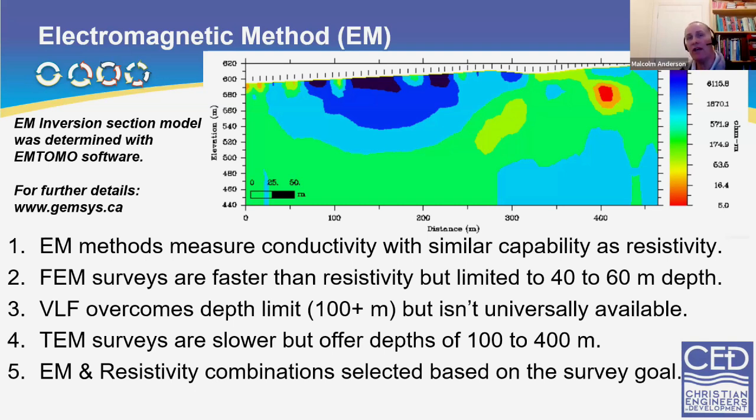So when you're doing an EM or resistivity survey, it sometimes makes sense to do a combination of FEM and resistivity, the VES method that I just showed you. Because the EM is so fast, you can cover the surface very quickly. It's basically a walking speed survey. And then if you find something of interest, although you've only got a penetration depth of 40 to 60 meters, you can then follow up an area of interest with a VES or an ERT method to confirm that site's appropriate for a borehole.